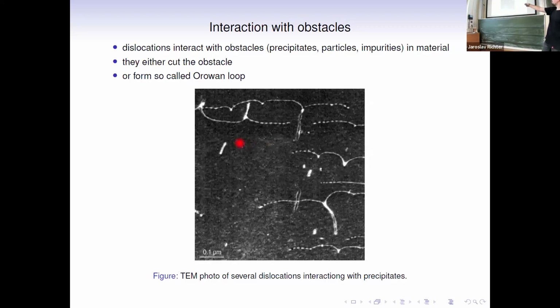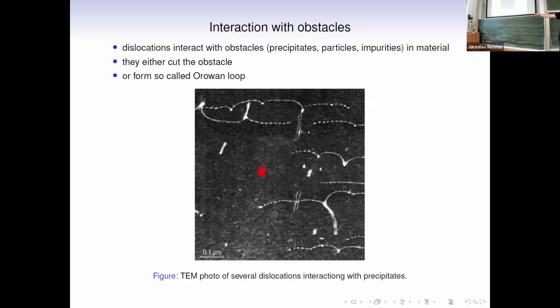So I'm slowly moving, I think, to one of the most interesting parts, the sixth one, and it is the interaction with obstacles. Because I'm not a physicist, by the word obstacles, they typically imagine precipitates, particles, impurities, whatever in the material, what does not belong there.